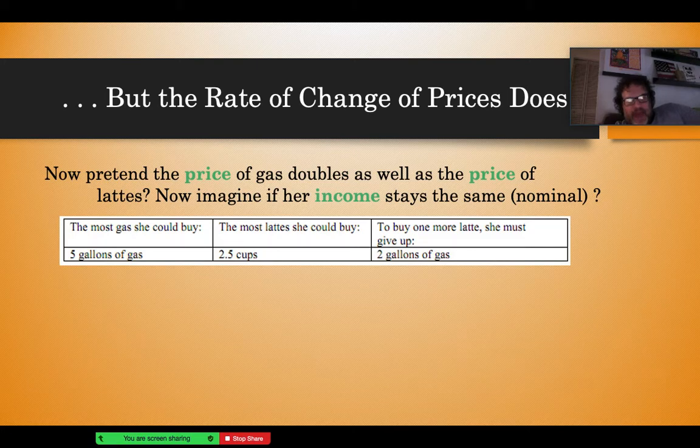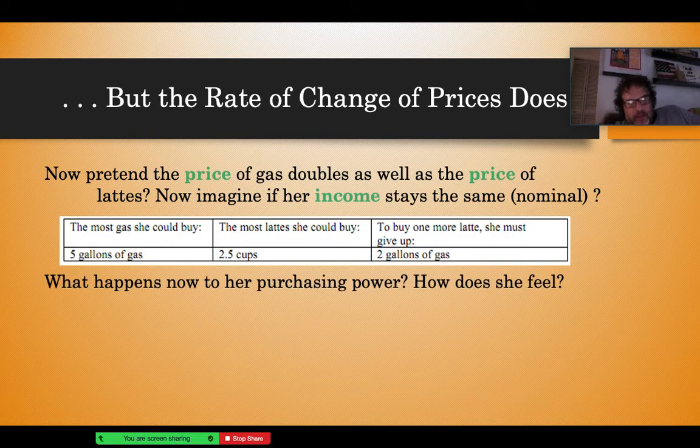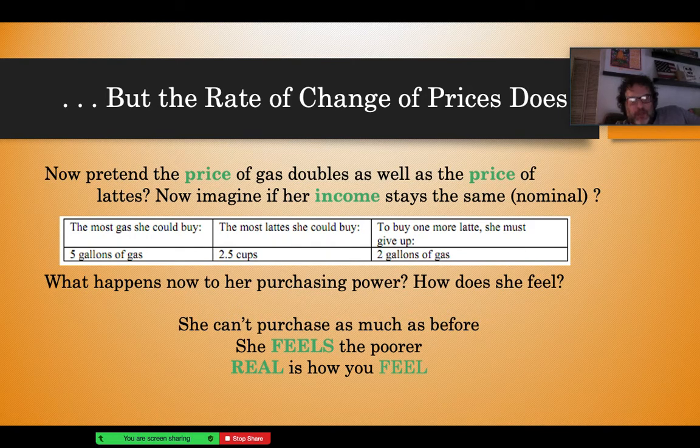Now, pretend the price of gas doubles and the price of lattes doubled, but her income stays the same, right? Now she can only get half the amount that she could get before. What happens now to her purchasing power? She's still walking around with that $20 bill. She's still making the same amount of money, but how does she feel? Hopefully, you're saying to yourself, wow, she feels a little bit poorer. She can't buy the things she used to buy with the same amount of money. She feels poorer. Again, real is how you feel. So, what has happened to her real income? That $20 is the same, but her real income has decreased.